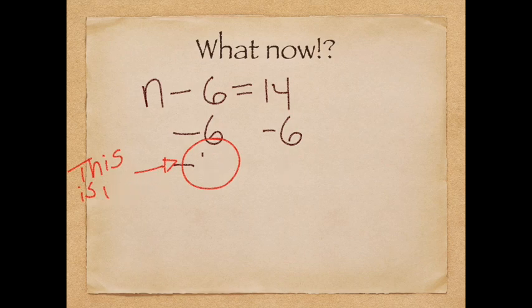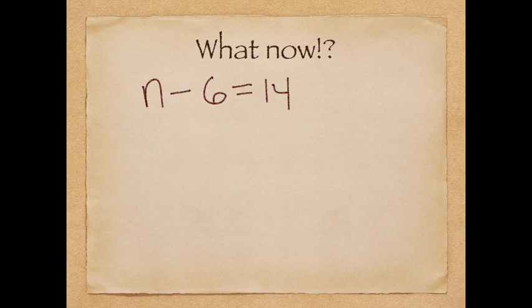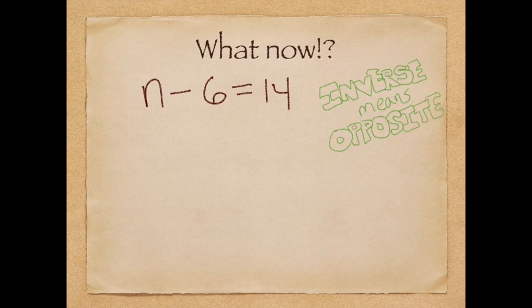All right, so we're going to back this up. Okay, do you remember at the beginning when I said inverse means opposite? We're trying to do the inverse operation, and the inverse means the opposite operation. So when we had a plus 3 before, we took the 3 away. I have a minus 6 here. So what do I need to do? I need to do the opposite. So I need to actually add 6 to both sides.